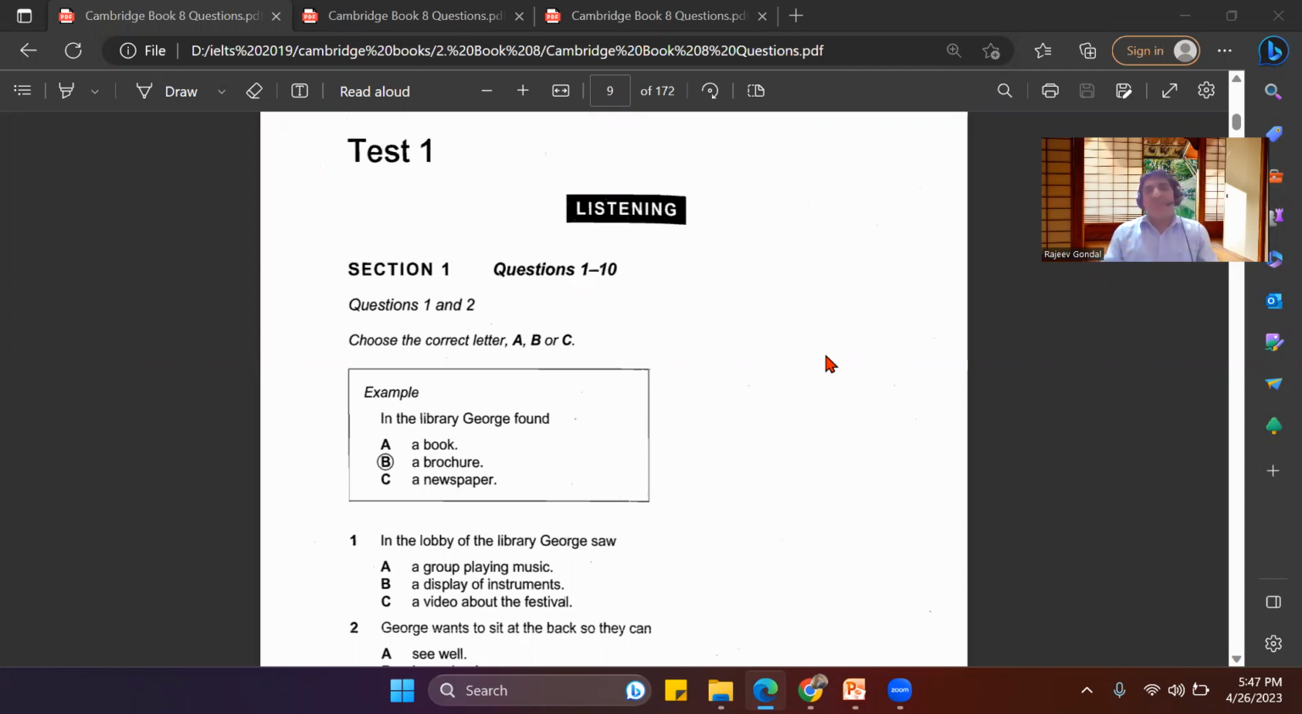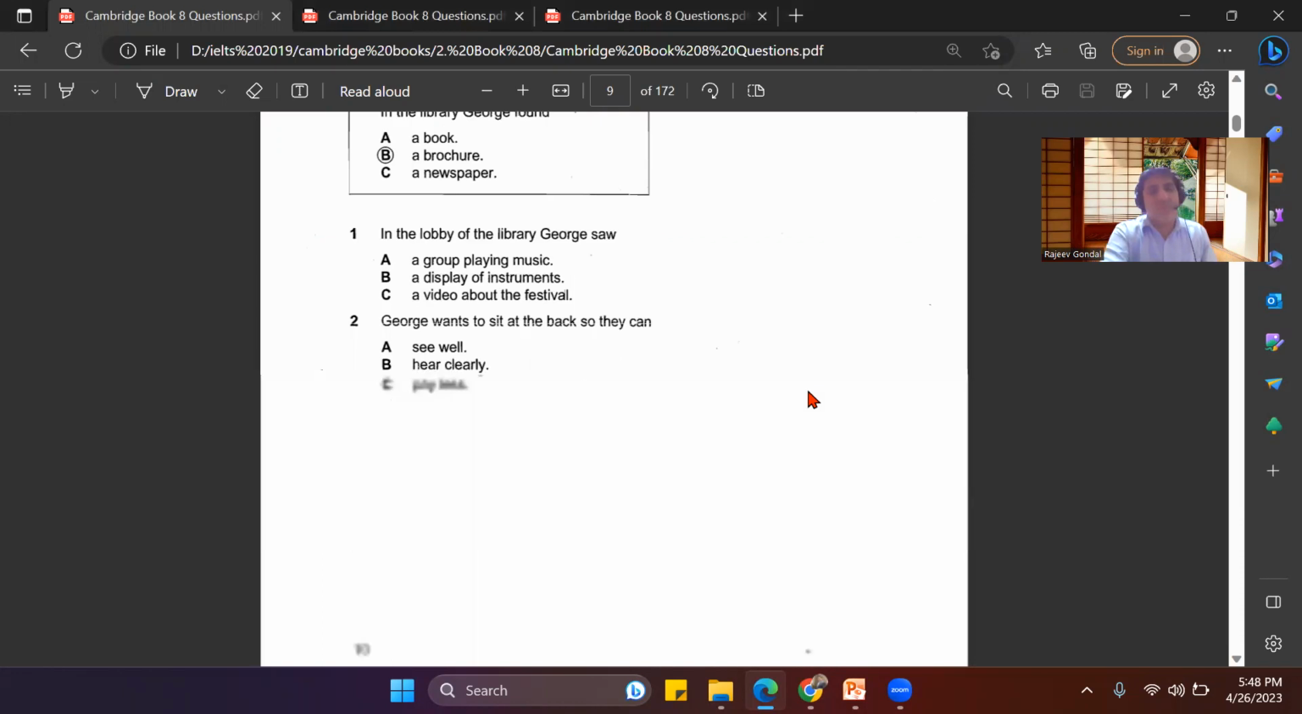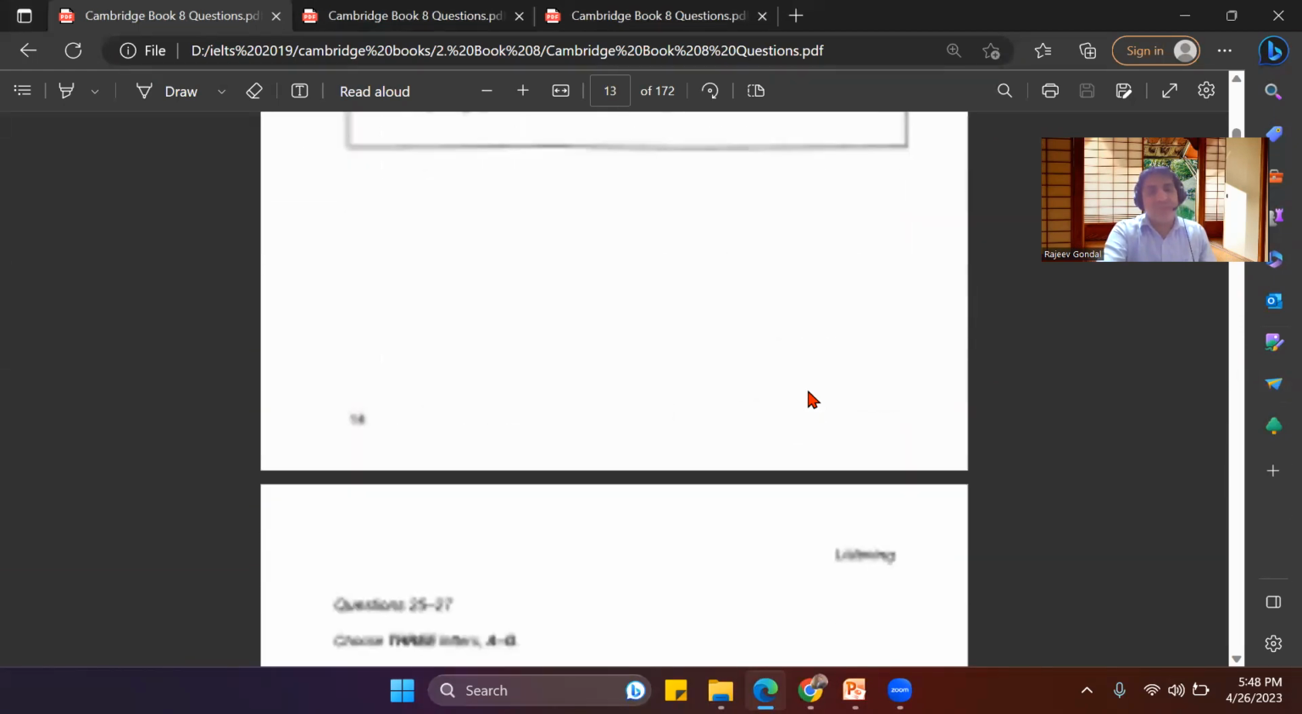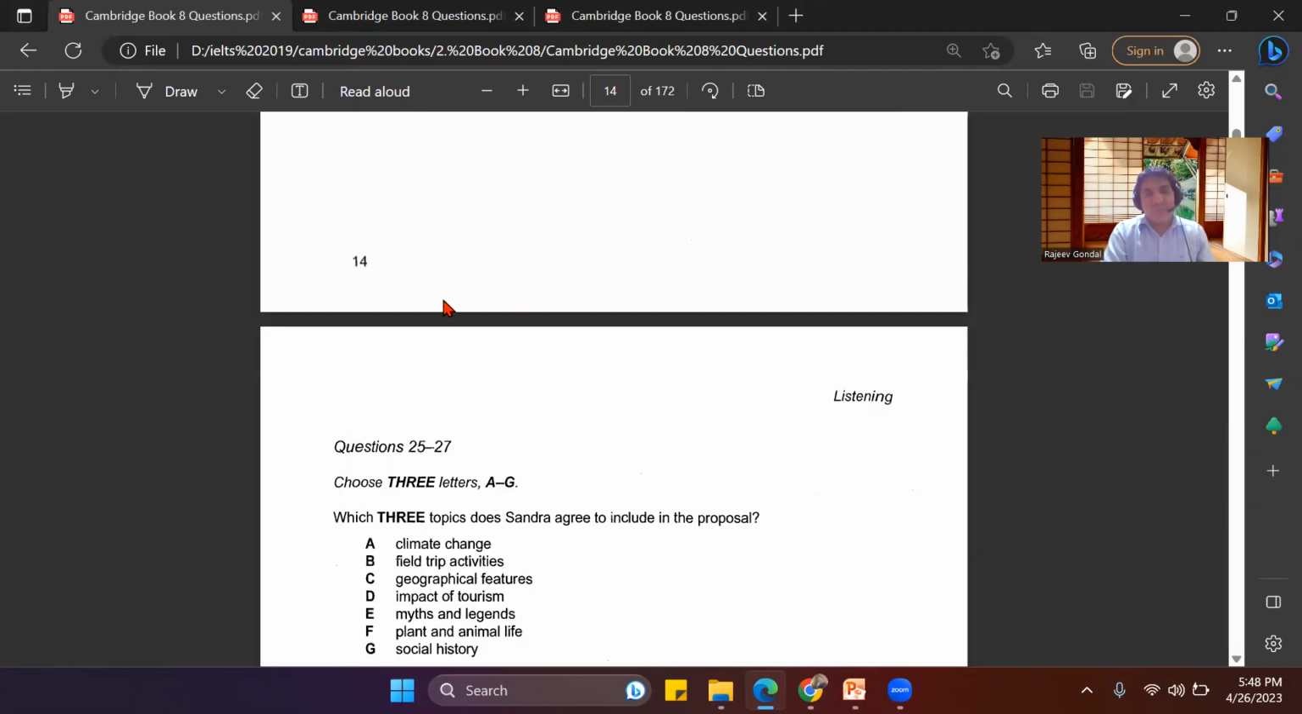The first step is to catch hold of a good book. Like I've got Book 8, Test 1. This is how the listening test looks, okay? There are 40 questions and you are supposed to do all these sections one by one. It is divided into 4 sections. So you have got this PDF. That's step 1. You have got the PDF, all right?